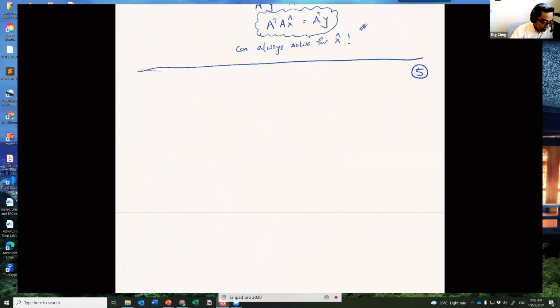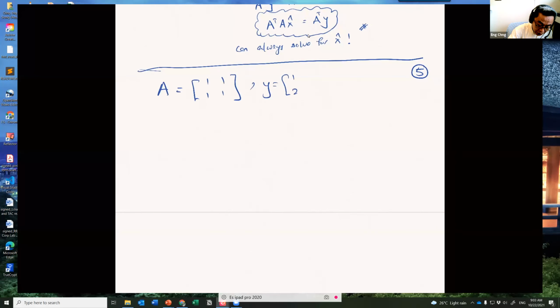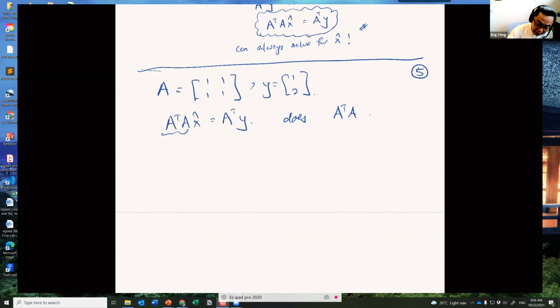Okay, I'll solve it for you now. Let me rewrite my equations. A equals 1, 1, 1, 1. Y equals 1, 2. I'm now going to do A transpose A x hat equals A transpose Y. Now, the question is to use the normal equation, does A transpose A inverse exist?